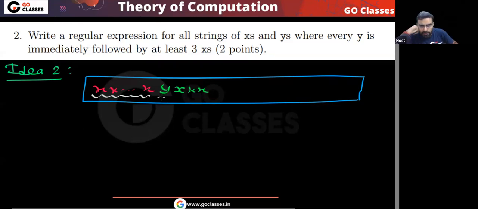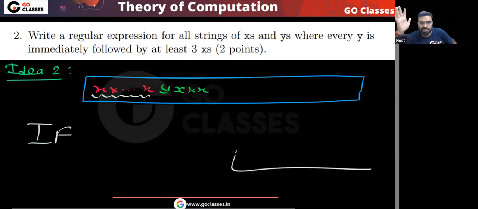Now, if y does not come, is there any problem? Let's assume in your string you don't have y. Then do you worry? Then do you care? No problem. Remember, if y comes, then it should come with 3 bodyguards. Yes or no? So remember this point.